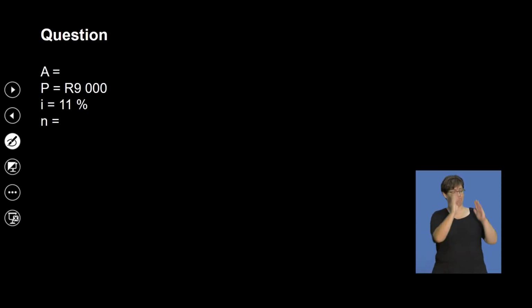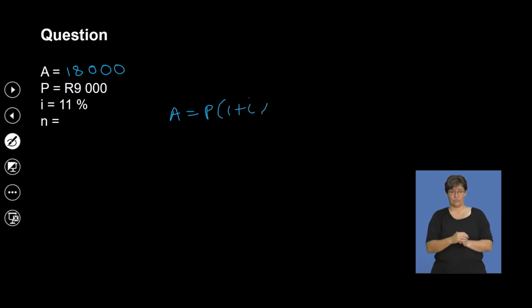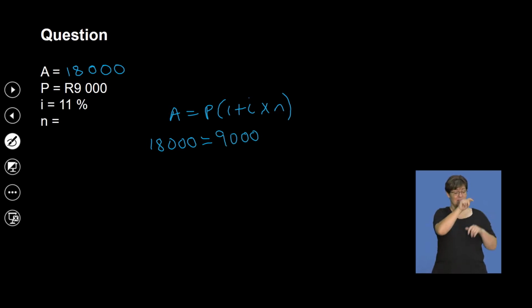So my A value, I left it blank so that we know what it is that we're going to do there. We write 18,000, and then remember again the formula, A = P(1 + i × n). My A value will be the 18,000, and my P value will be the 9,000. That's what we started with. 1 plus my interest, which is 0,11, times n.